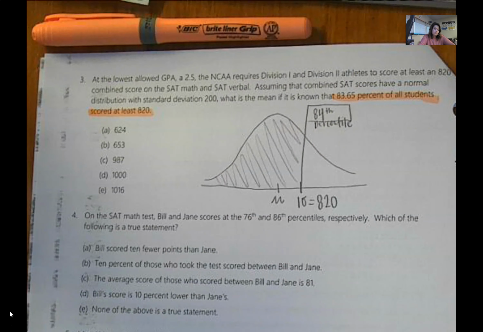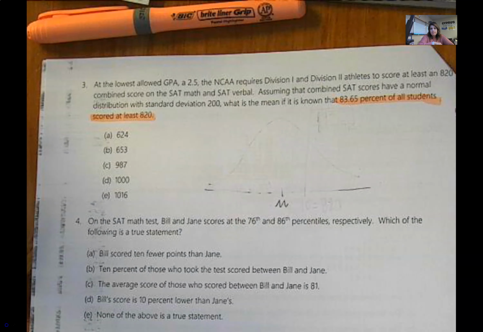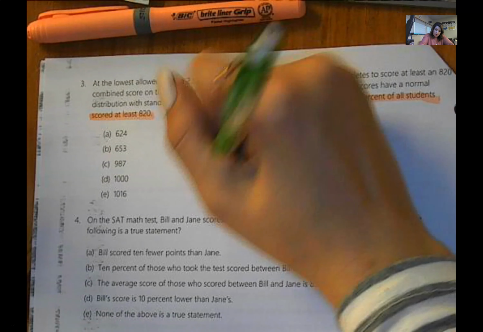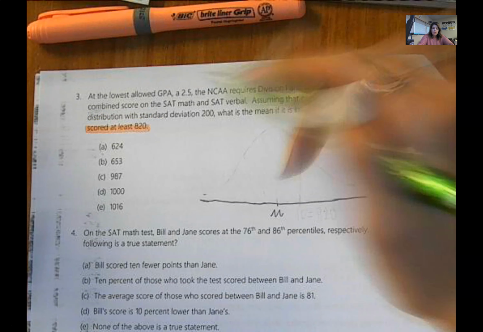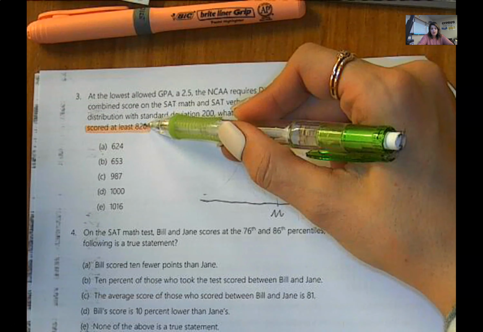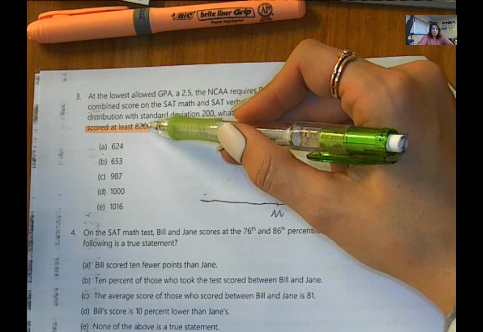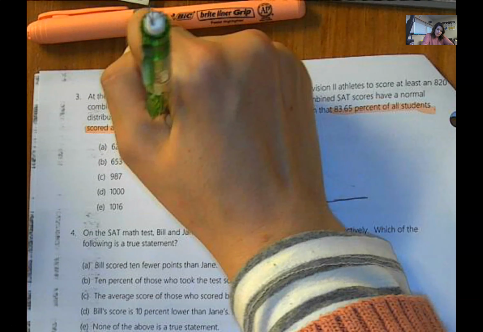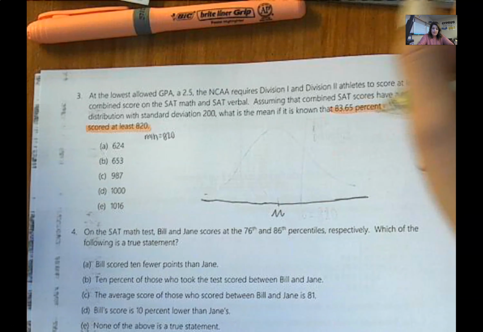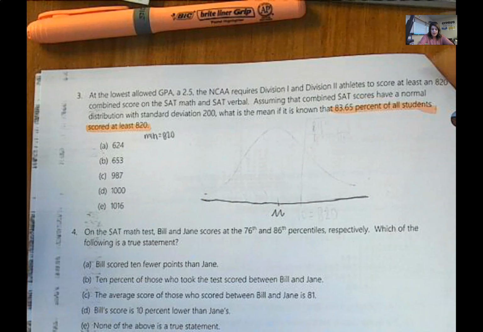Uh-oh. So this is backwards, so maybe I did this wrong. Pause. I think I might have done this wrong. I did do it wrong. So I missed the point where it said they scored at least 820. At least 820 means that the minimum is 820 and that they could have scored more than that.